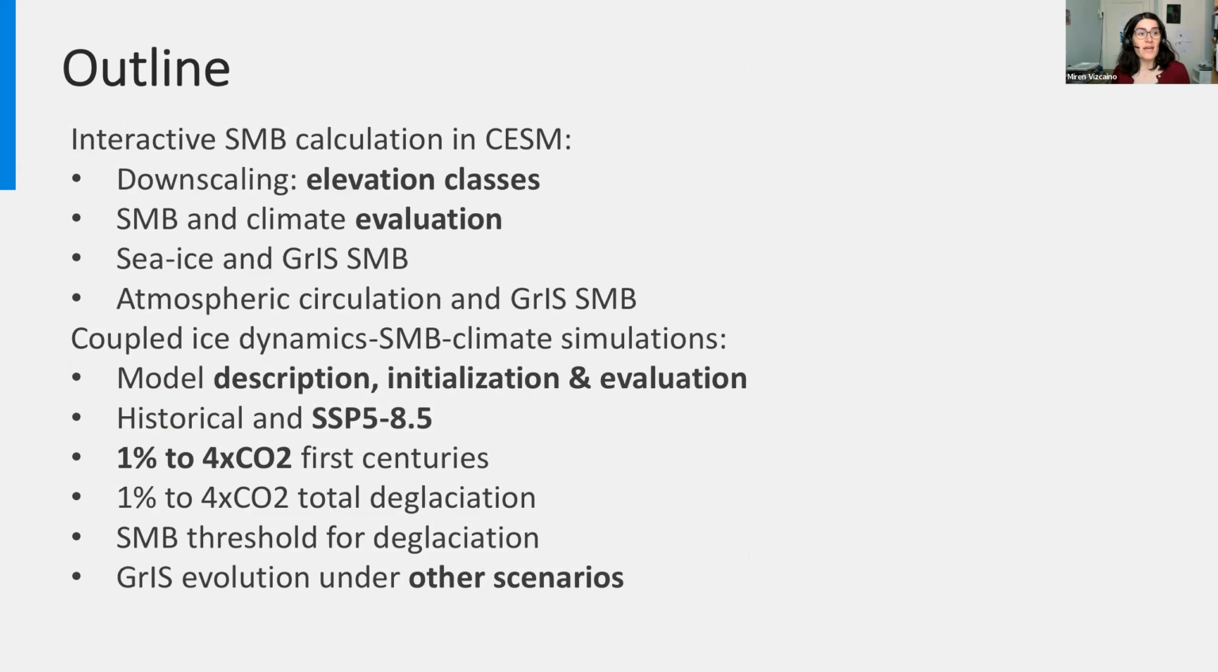Okay, so what we are going to see today is a little bit of model description, and also scientific results. There are two categories in the presentation. One is for simulations where we have coupling between the SMB and the climate, but the topography of Greenland is kept fixed to present day. And in the second block, I'm going to be presenting the coupled model where the ice topography can evolve. We have ice dynamics.